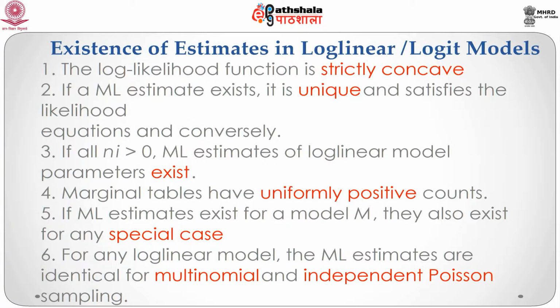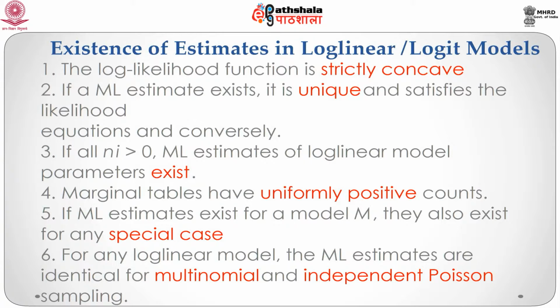If all ni are greater than 0, ML estimates of log linear model parameters exist. Suppose that ML parameter estimates exist for a log linear model that equates observed and fitted counts in certain marginal tables, then those marginal tables have uniformly positive counts. If ML estimates exist for a model M, then they also exist for any special case of M.